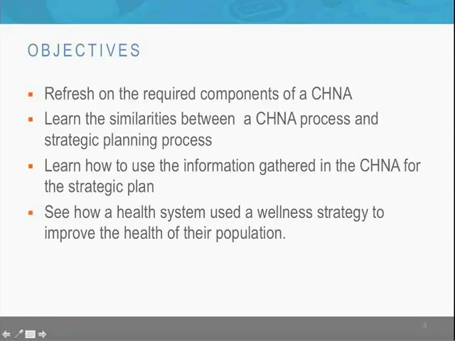...of how to take your CHNA and make it actionable for your hospital and your community. So Stratasan has conducted about 15 CHNAs over the last 3 years, and I'm the lead advisor on our CHNA. So what are the required components of a CHNA?